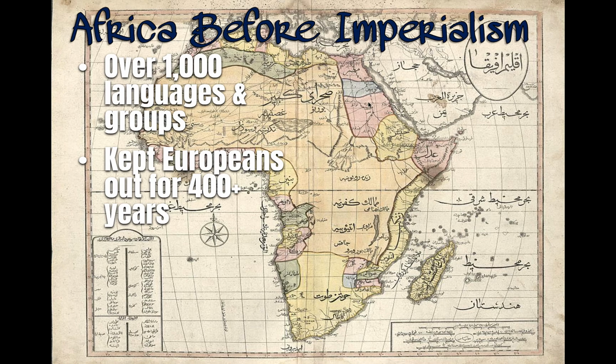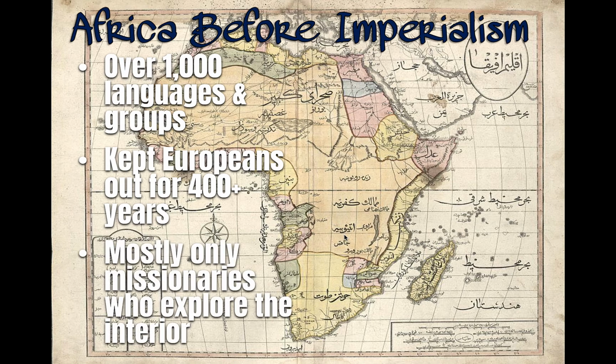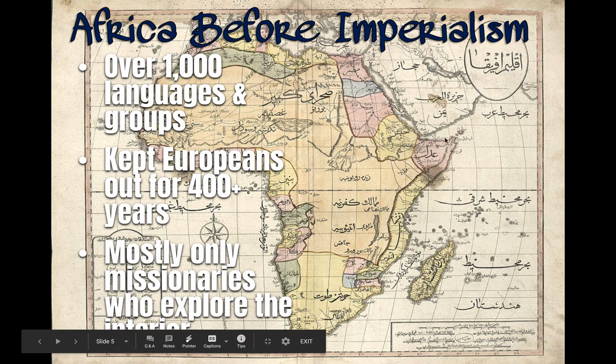But this area up here was well traveled. However, the Sahara Desert is right here. And below it, many Europeans never went into the interior of Africa. They mainly hugged the coast. All right. So it was easier to be out here on the coast than it was to try and get into the interior of Africa.